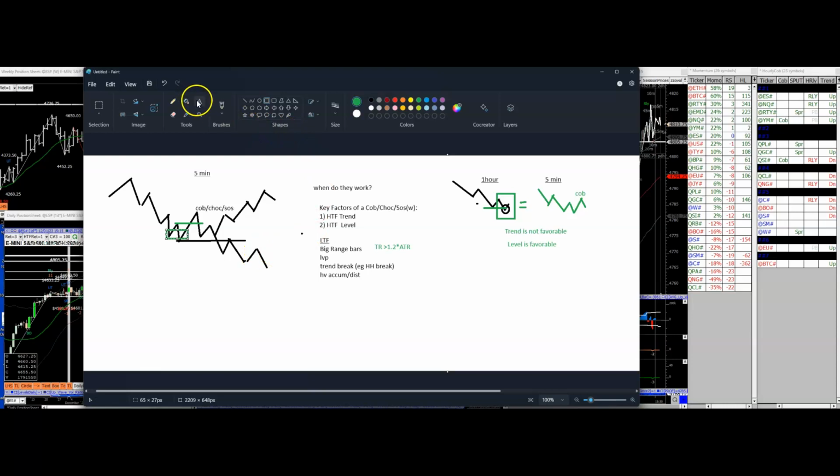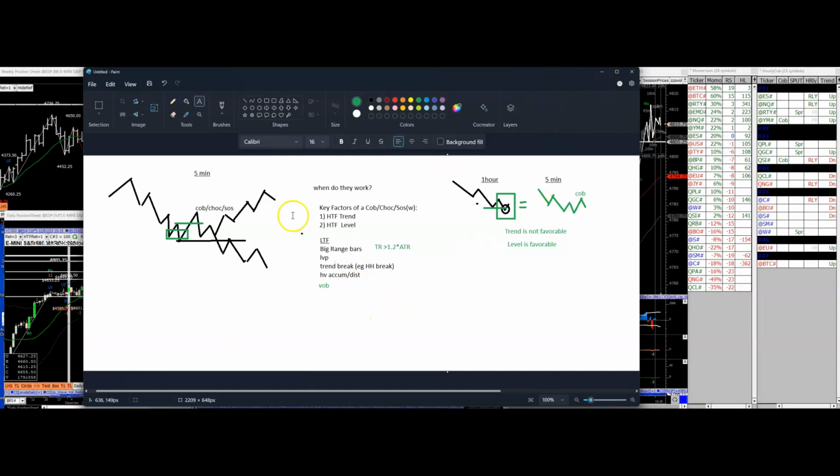And the other one, that you all know, I hope, is the volume of the bottom, or the thrust of the bottom, the big bars and big volume bars off the bottom. This is also a key factor. So let's take a look at some examples.